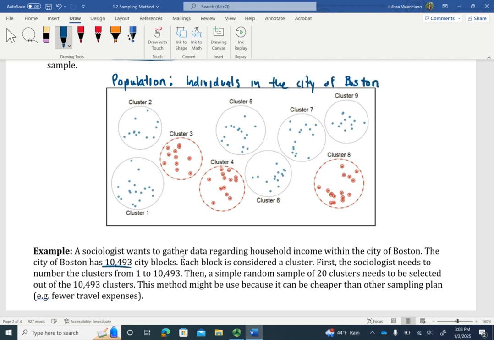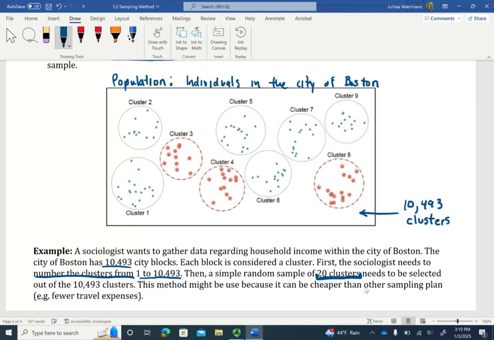Now, take a note. How many clusters would we have? We wouldn't have 8 as shown here on the image. We would have 10,493 clusters. And so if we have 10,493 clusters, we're going to need to number the clusters from 1 to 10,493, right? So we're getting prepared to conduct a simple random sample. Then a simple random sample is going to be used to select 20 clusters. Okay, 20 of those groups are going to be selected. Okay? So again, we're selecting 20 out of the 10,493 clusters that we have.